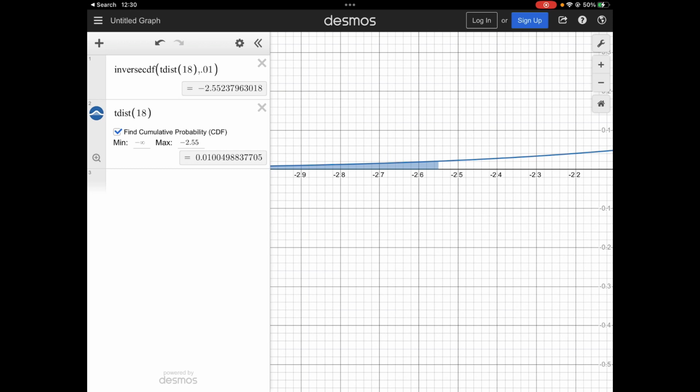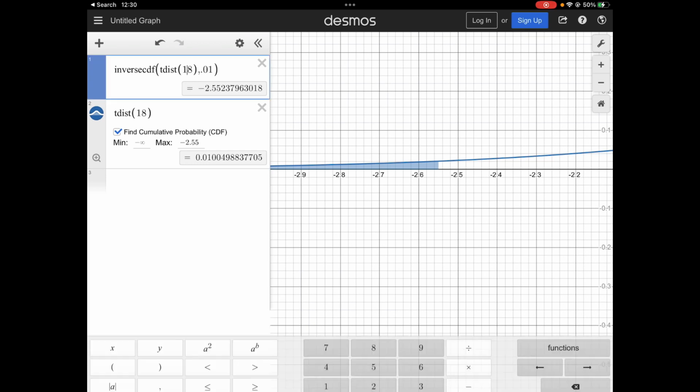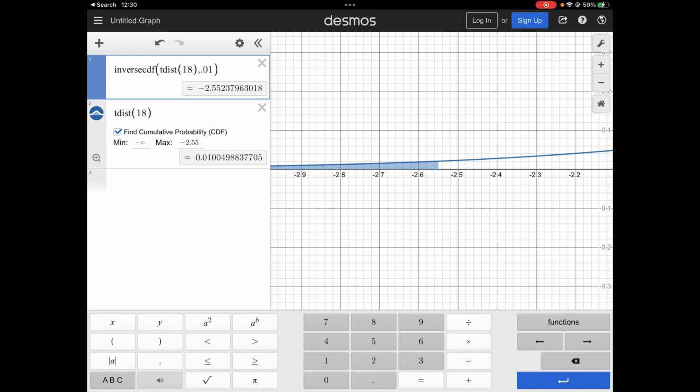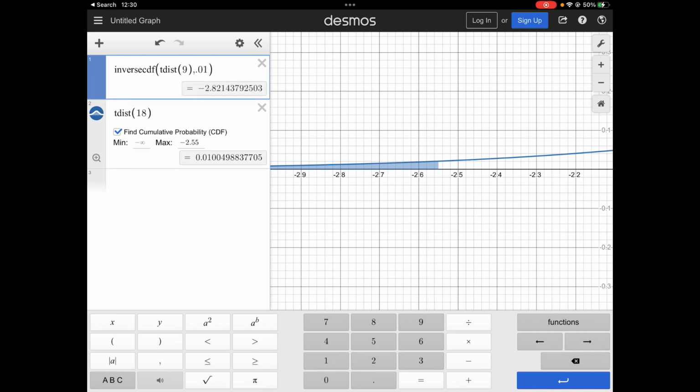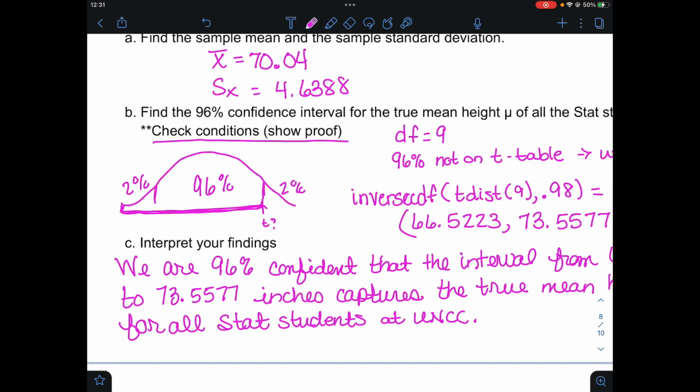On one of the homework ones for the very last question, it asks you to do a 96% confidence interval, and on your table there is no 96% confidence interval. So we find our degrees of freedom, which is 9, and then we're going to use this concept to find it. So we're going to put in our degrees of freedom as 9, and then we are looking for 96%, and so either side of that is 2% each. They're split up in the tails.